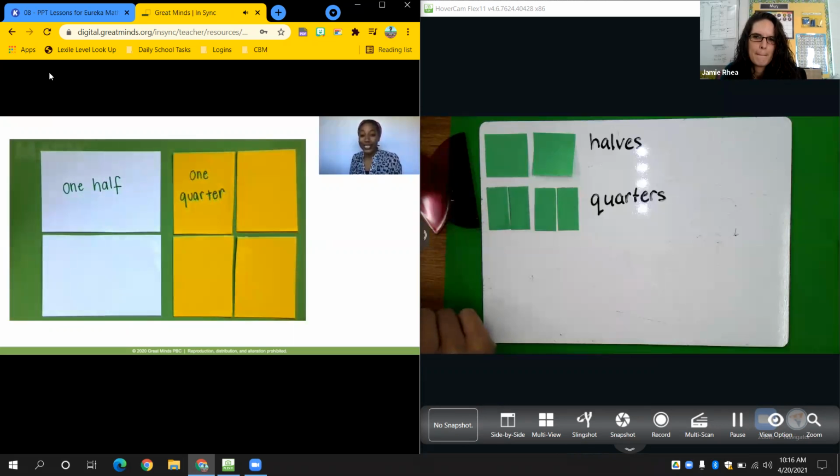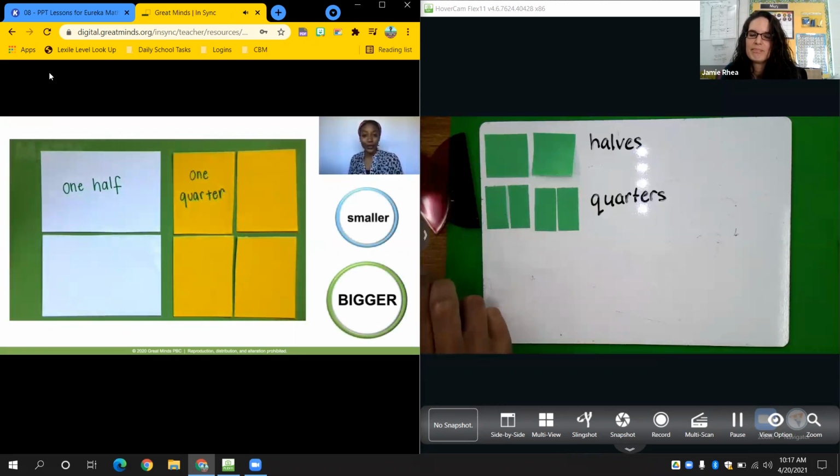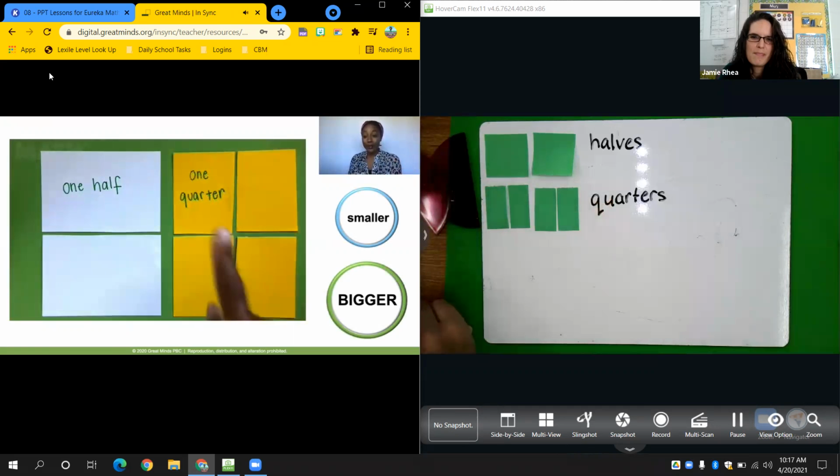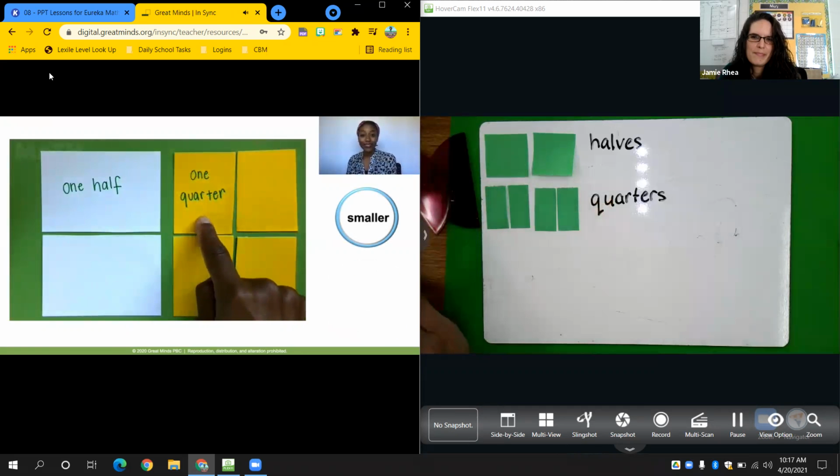When we cut the pieces into quarters, what happened to the size of the piece? Got smaller by half. Did it get bigger or smaller? Smaller. Cut it into quarters, the piece got smaller.